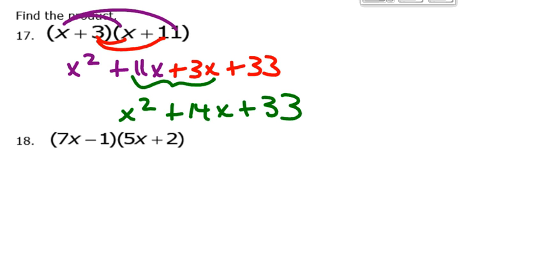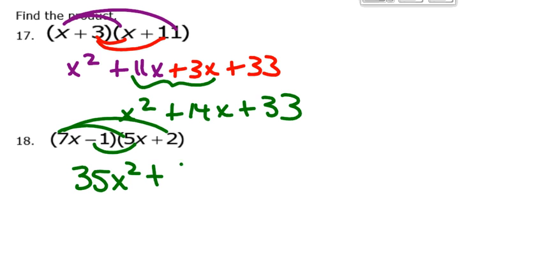All right, I'm just going to go ahead and do this next one in my head really quickly. That's going to give me 35x squared. That's going to give me 14x, but then I'm going to have to take away a 5x. So 14 minus 5 is going to give me 9x. And then on the end, I'm going to have minus 2.